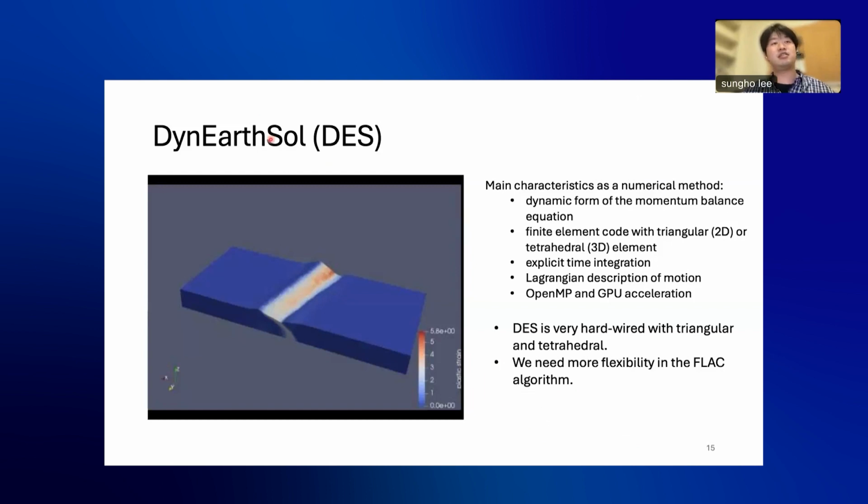There is another code, the sister code of FLAC, called DynEarthSol. This is also a movie, but for some reason it is frozen. I'm so sorry about that. And this is an open source code. It uses triangular and tetrahedral elements, and also has remeshing capability using MMG, and utilizes OpenMP and OpenACC. However, this is very hardwired to particular types of elements, like tetrahedral and triangular, and only allows serial calculation. So I need more flexibility in the FLAC algorithm.